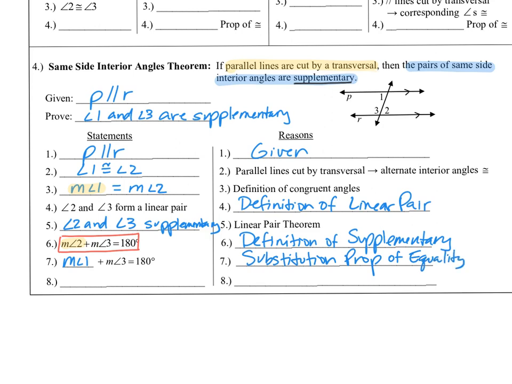All right, so now look what we have. The measure of angle 1 plus the measure of angle 3 is 180 degrees. We were trying to prove that 1 and 3 are supplementary. So now that we've shown that their measures add up to 180 degrees, we can say that angle 1 and angle 3 are supplementary. And our reason is because they satisfy the definition of supplementary angles.